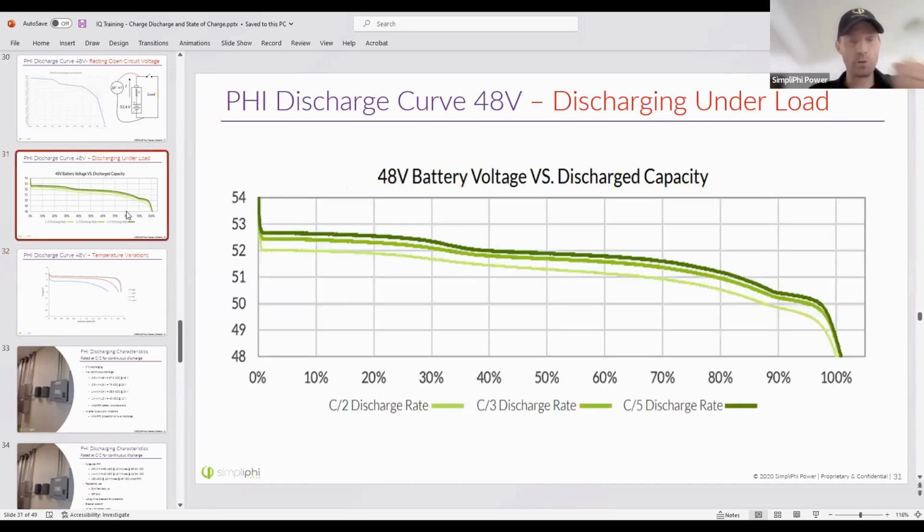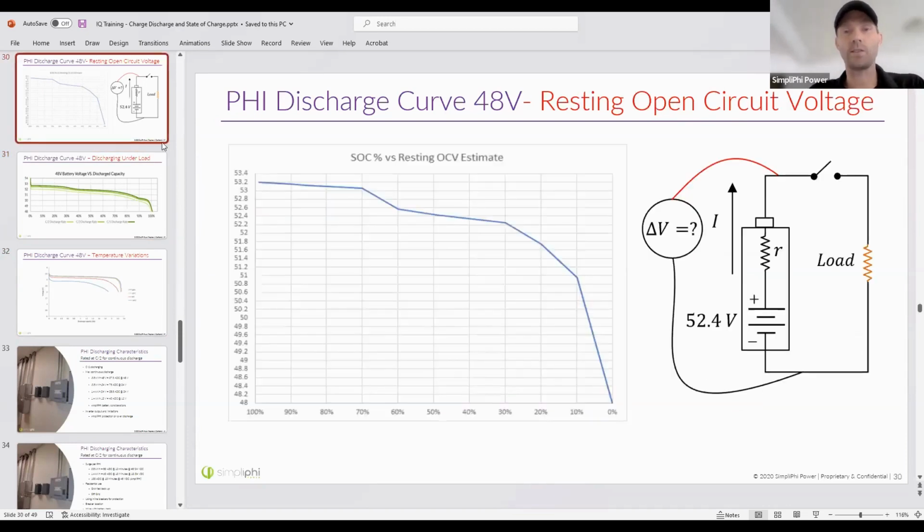So the actual voltage of your battery at a given state of charge is not easily obtained unless you're in a resting state. If you really want to check the state of charge of your battery just based on voltage, you've got to be in a resting state where you're not powering loads.